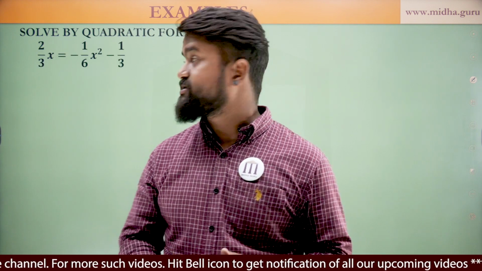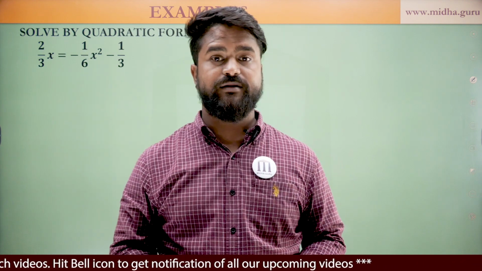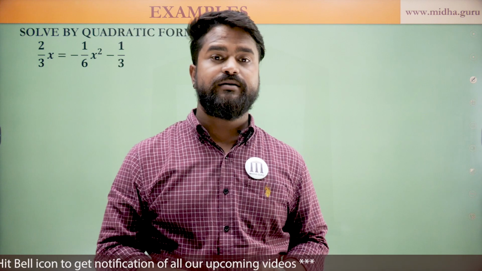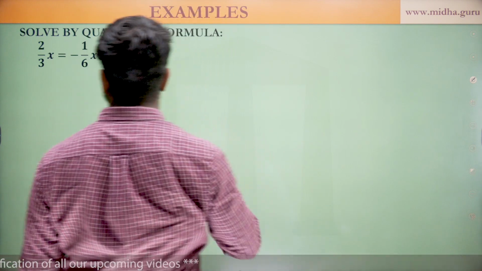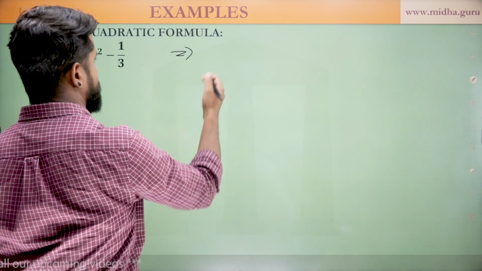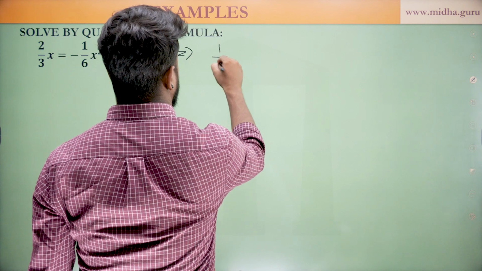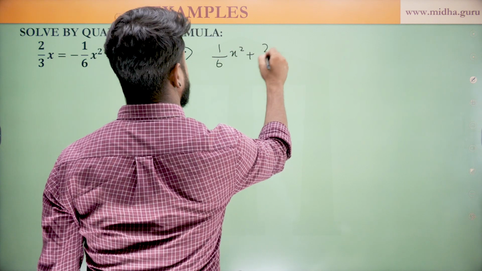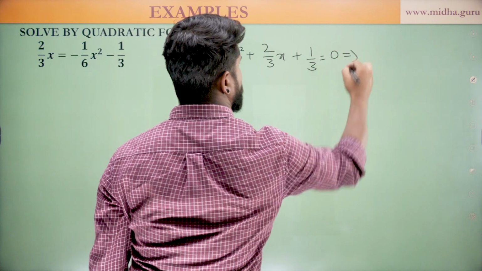So this next question says 2 by 3x is equal to minus 1 by 6x squared minus 1 by 3. Let us go about our business and see what happens. So again, if I bring it in the standard form, I bring both of these to the other side, I get 1 by 6 x squared plus 2 by 3 x plus 1 by 3 is equal to 0.